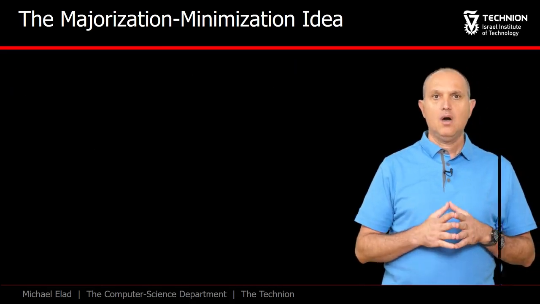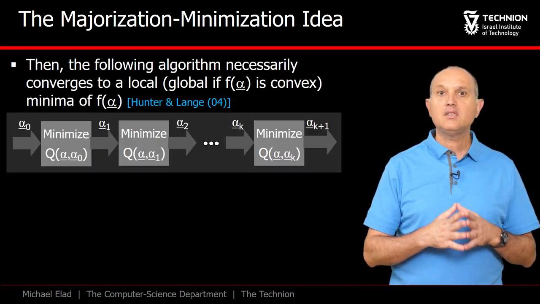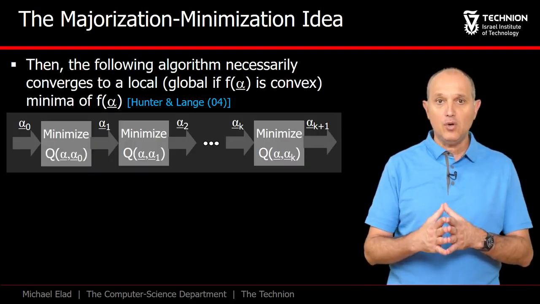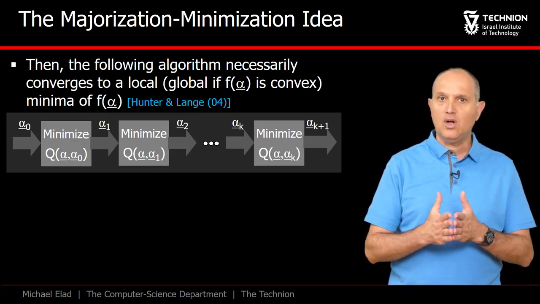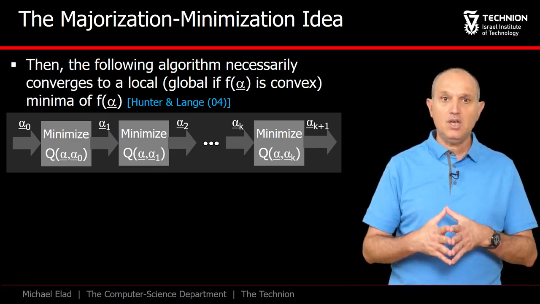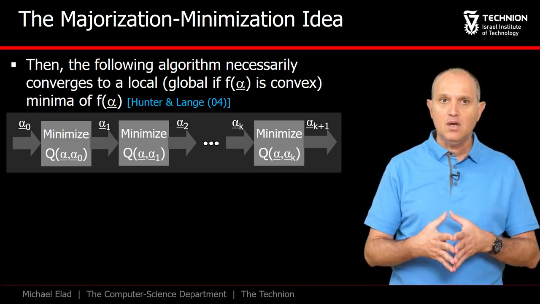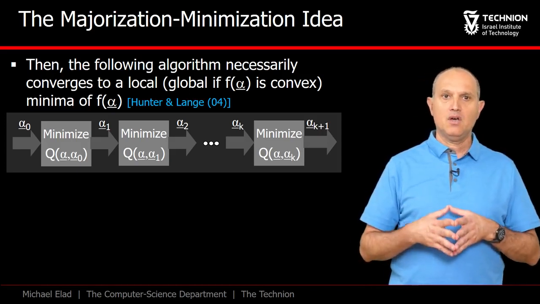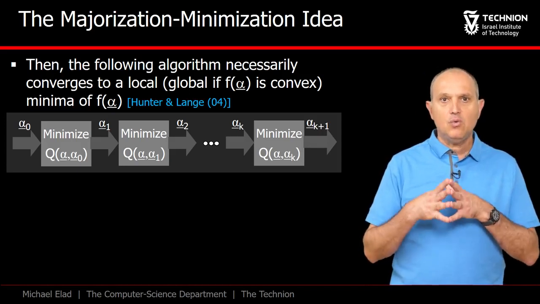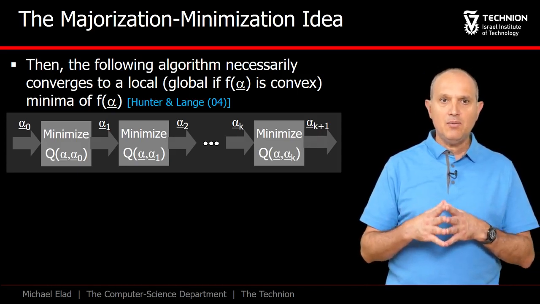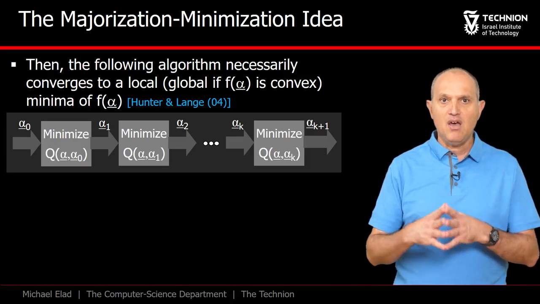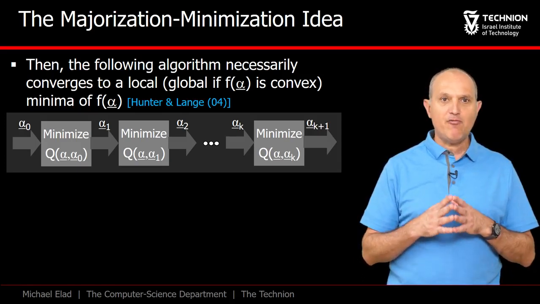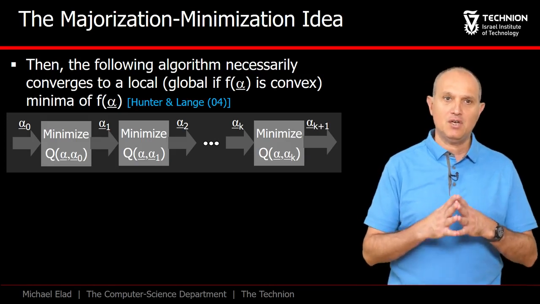Armed with this proxy q, here is an interesting claim. Choose an initial alpha 0 and minimize the function q around it. This will lead to alpha 1. Redefine the proxy around alpha 1 and minimize it. Proceed this way and get a series of points alpha k. The claim is that these will necessarily converge to a local minimum of the underlying function f of alpha. Moreover, if the function f is convex, the above process will find its global minimizer.